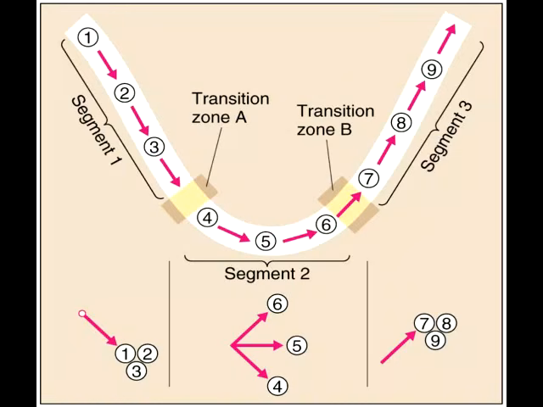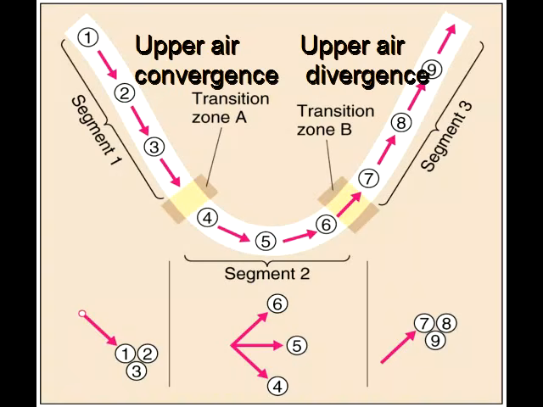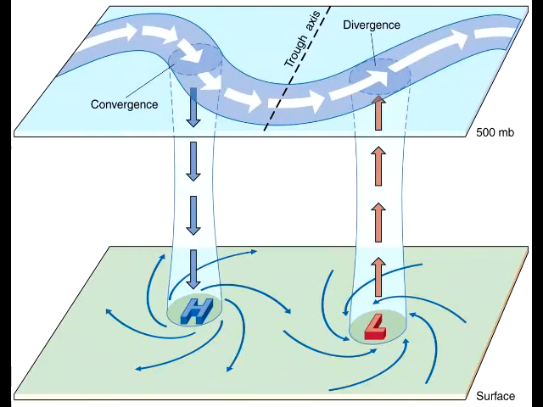So at this transition zone A, we experience increasing counterclockwise rotation or increasing absolute vorticity and consequently upper air convergence. At transition zone B, we experience decreasing counterclockwise rotation or decreasing absolute vorticity and consequently upper air divergence. Upper air vorticity changes lead to surface pressure changes.